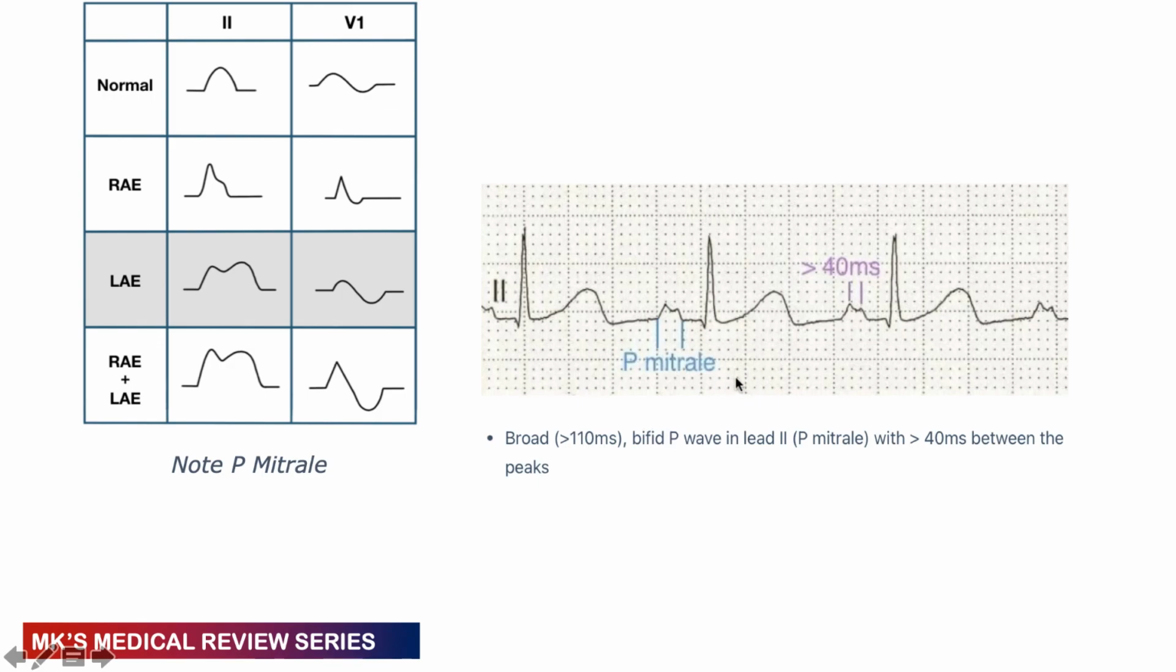So if we focus on this on the right here, we have a P mitrale. As we can see here, this is one, 2, 3 boxes wide. So you can see it's 3 boxes wide already. It's quite a broad P wave, and it has 2 notches. It's a bifid P wave, so we call this a P mitrale.